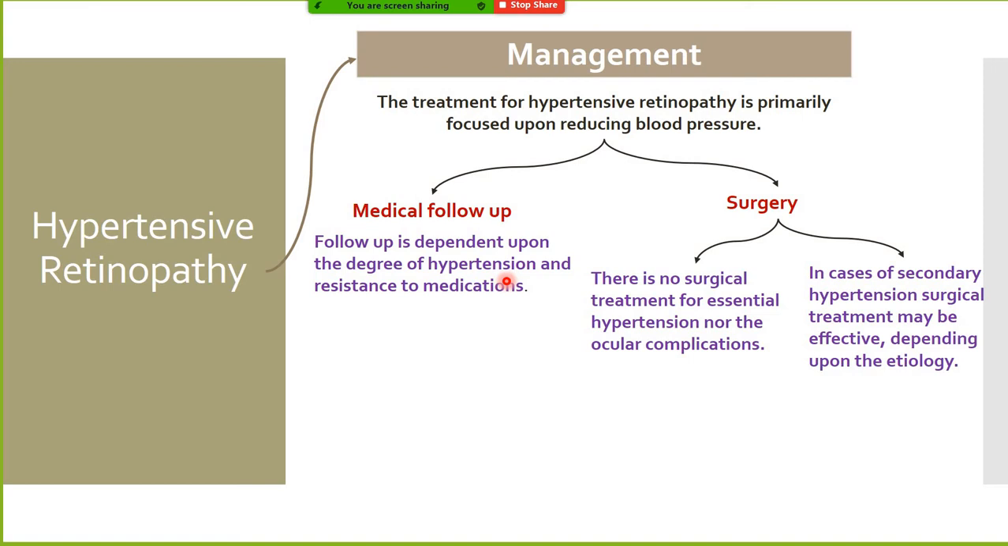When it comes to surgery, there is no direct surgery which can control this, but surgeries are done for secondary involvement of the eye because of hypertensive retinopathy, maybe like retinal detachments. So we have surgical options for secondary causes. We don't have surgery options for the direct cause, I mean the hypertensive retinopathy, not retinal detachments. So these are the major treatments.